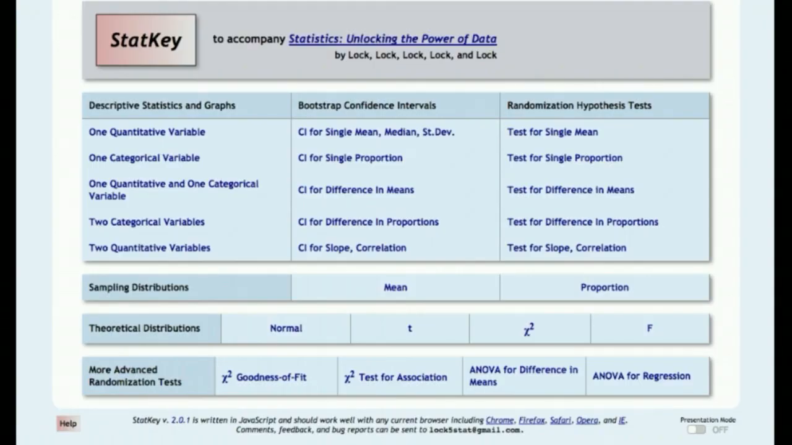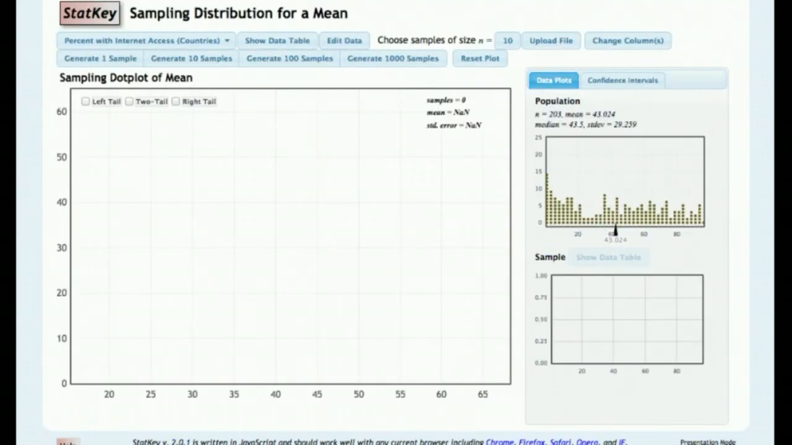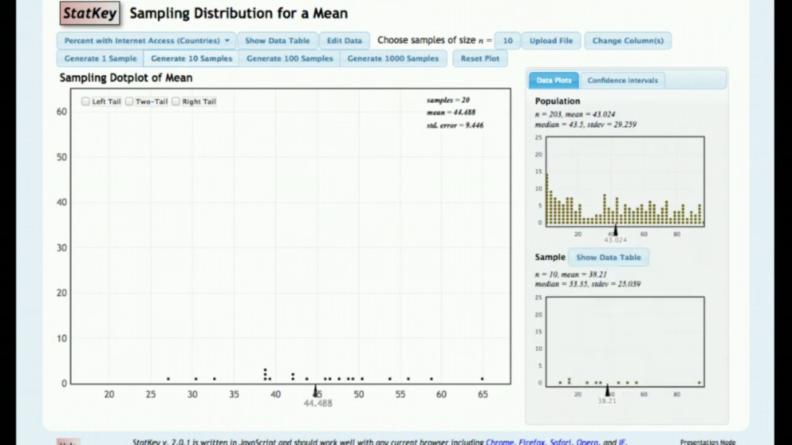So here in StatKey, we're going to go to sampling distributions for a mean. So we'll start here. And just because the data set doesn't particularly matter for these illustrative purposes, we'll go ahead and accept the default data set of % with internet access and the default sample size of n equals 10. And we're going to generate 20 samples, so I'll just hit the generate 10 samples button twice.